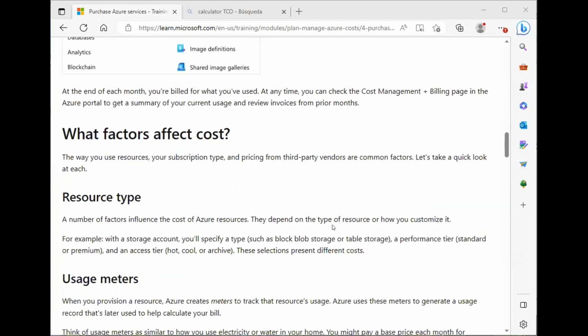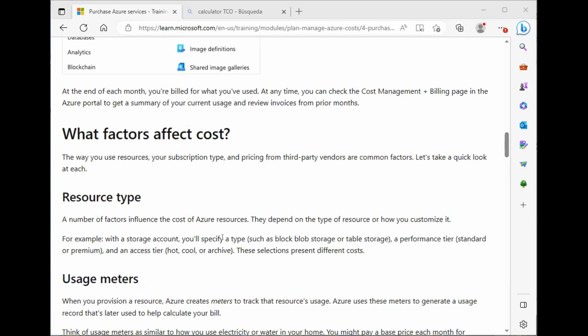Okay, what factors affect cost? The resources you use, your subscription type, and pricing from third-party vendors are common factors. Let's take a quick look at each. Resource type. A number of factors influence the cost of Azure resources. They depend on the type of resource or how you customize it.